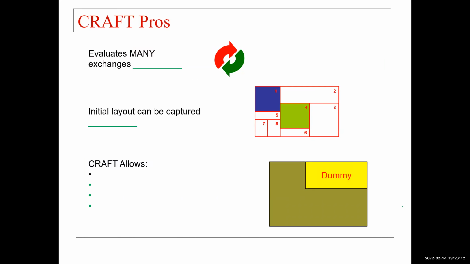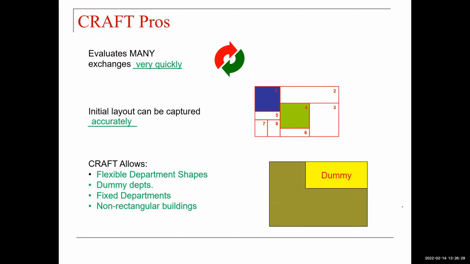So what are the pros of CRAFT? You can evaluate many exchanges quickly, obviously under the assumption that you are coding the algorithm. The initial layout can be captured accurately, and CRAFT allows for flexible department shapes and dummy departments. So if you want to block an area, you can do that. Fixed departments: if you don't want to move a specific department, you can also take that out of your exchange. It also allows you to evaluate non-rectangular buildings.